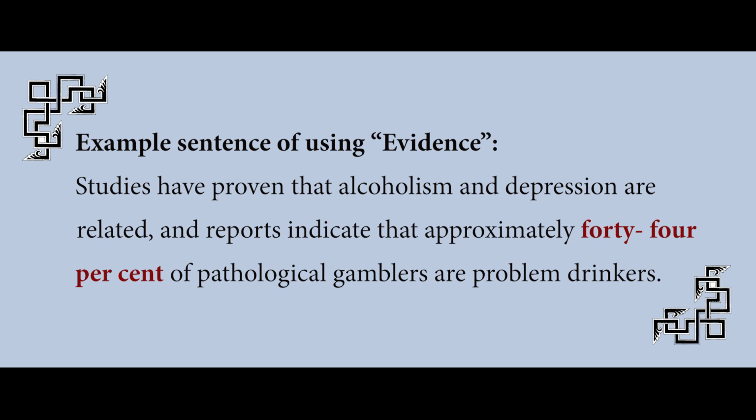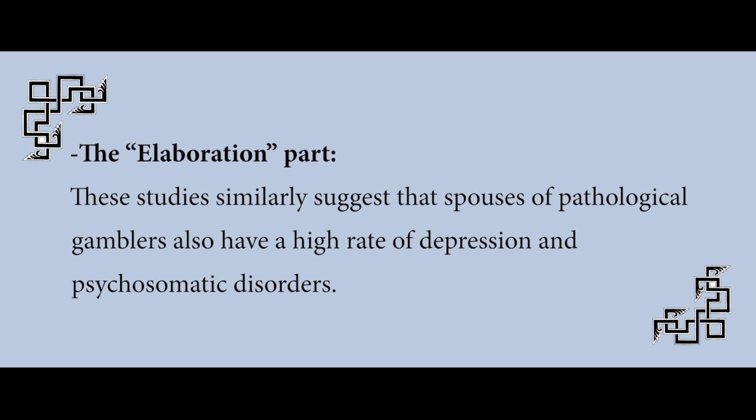Studies have proven that alcoholism and depression are related, and reports indicate that approximately 44% of pathological gamblers are problem drinkers. We see figures in percentage to use as evidence and make the con idea authentic. Let us see the elaboration part. These studies similarly suggest that spouses of pathological gamblers also have a high rate of depression and psychosomatic disorders.